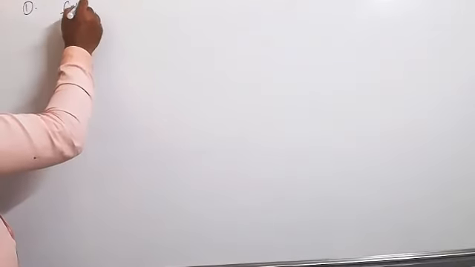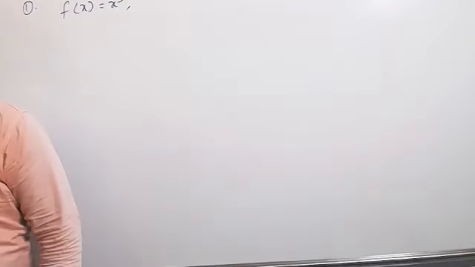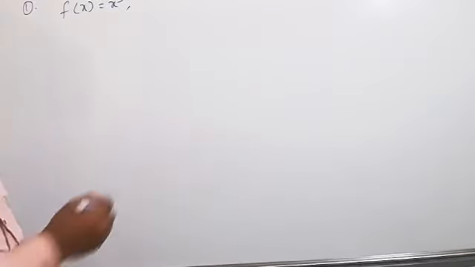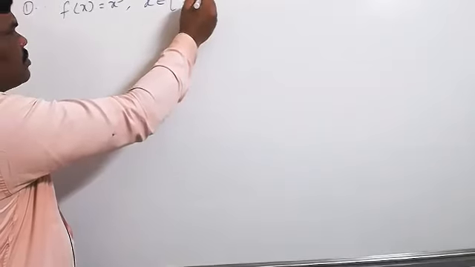You know the procedure. I will give the question here now. You can write. First one, f of x equal to x cube, x belongs to the closed interval minus 2 comma 2.